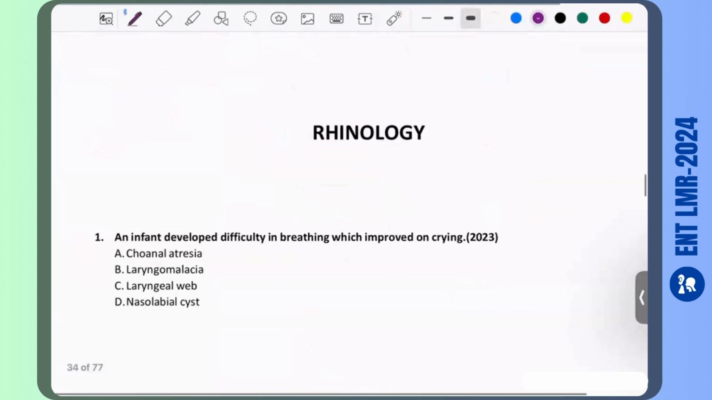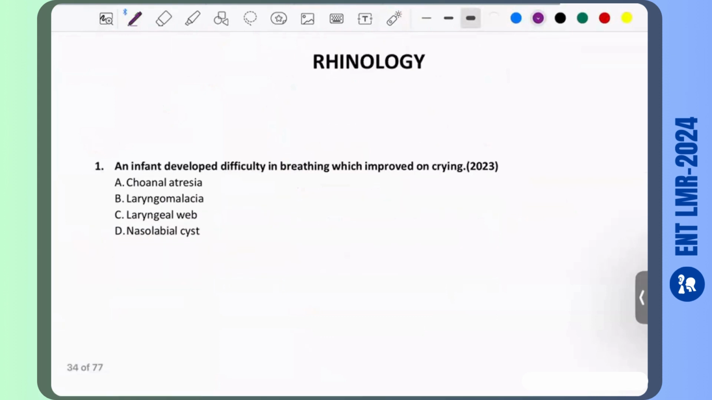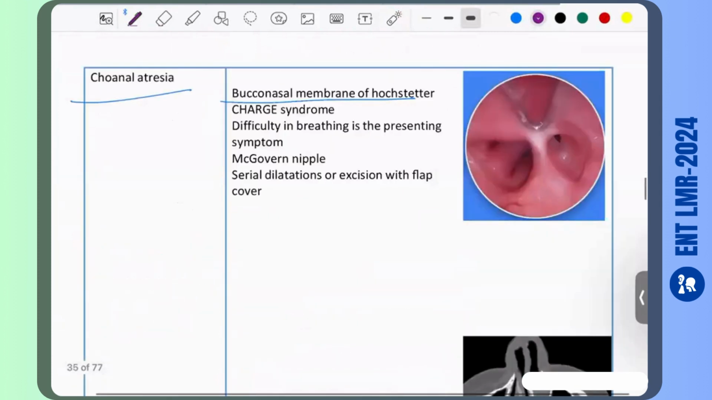That will be a completed otology. You can enter into rhinology. An infant developed difficulty in breathing which improved on crying. If the difficulty in breathing improves on crying, it is a typical case of choanal atresia. Okay, let's see about choanal atresia.